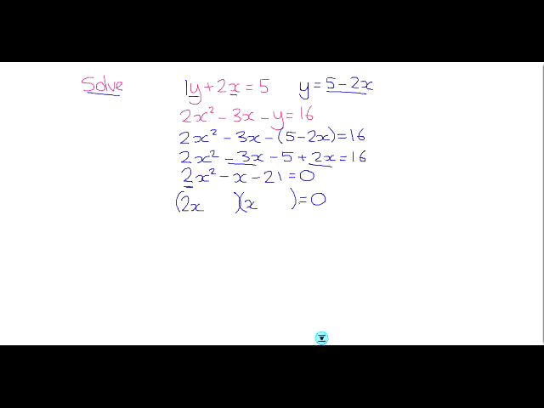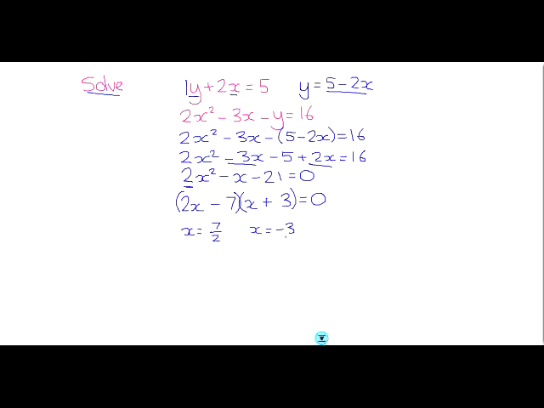If I can see it already, if I put a 3 there, when I multiply it by the 2x, I'm going to get 6x. So if I put 7 here, I'm going to make 7x. So 6x and 7x, I can make this negative 1. So that's what it's going to be. So we're going to solve this now. So x is equal to 7 halves, and x is equal to minus 3.